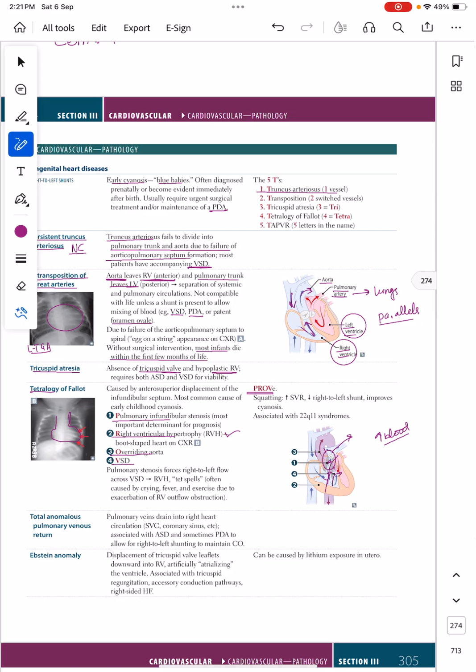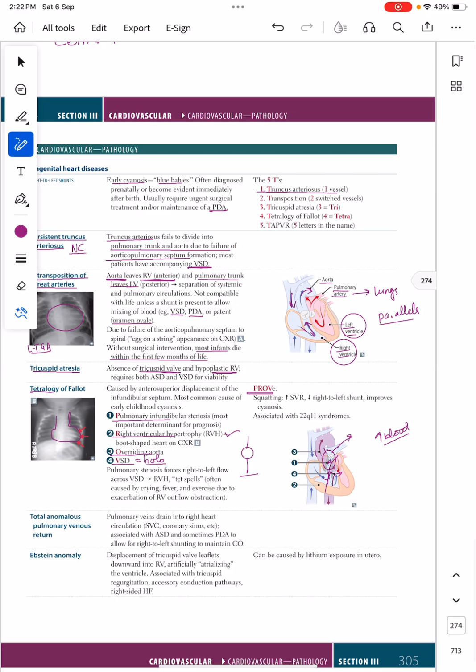So in tetralogy of Fallot there is a VSD, but that VSD is usually non-restrictive. We know that a VSD causes a holosystolic murmur, but a non-restrictive VSD means that the defect in the septum is very large. Due to such a large defect in the septum, the intensity and loudness of that murmur is quite low.